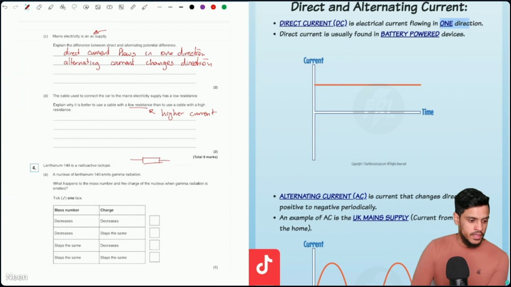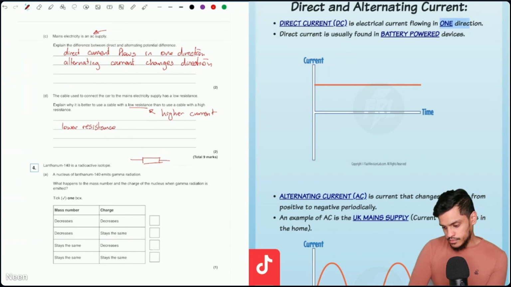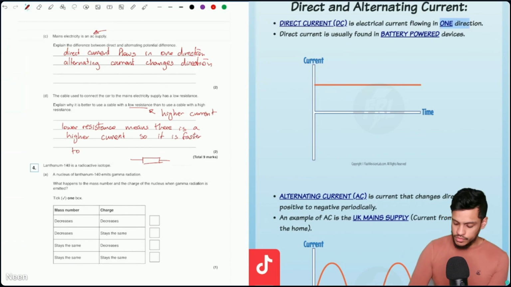So you can say lower resistance means there is a higher current. So it's faster to charge the battery.